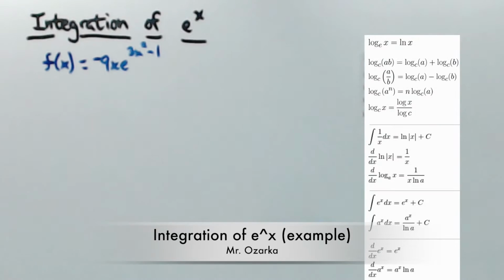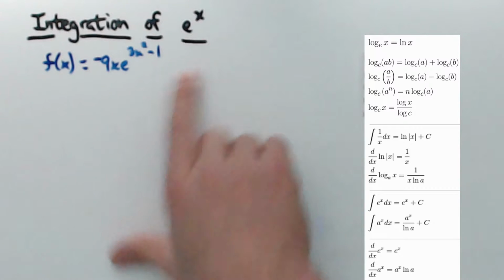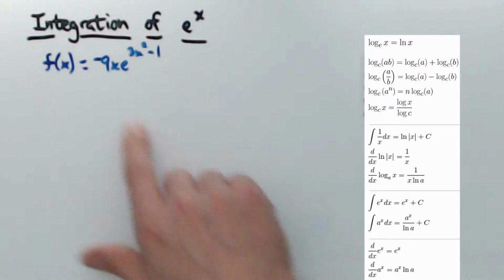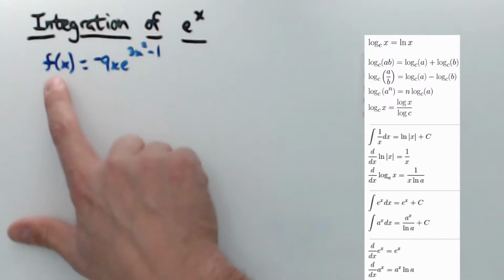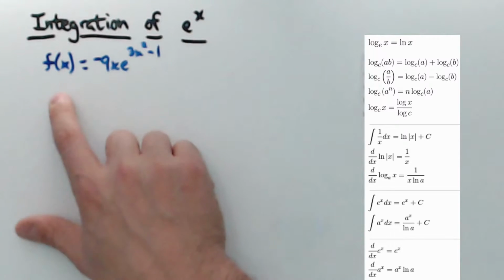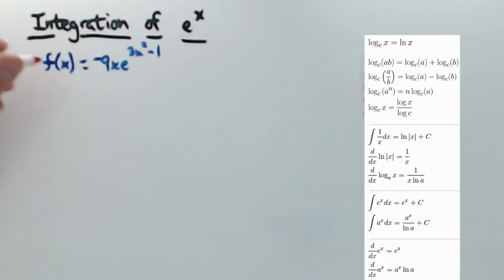So this is going to be a video about the integration of e to the x. We're going to use the fact that the indefinite integral of e to the x is equal to e to the x plus c to solve this problem right here. What we're going to basically do with this f of x is try to find the antiderivative of it. So we're going to be doing the indefinite integral.